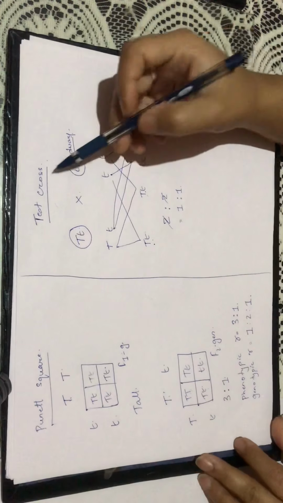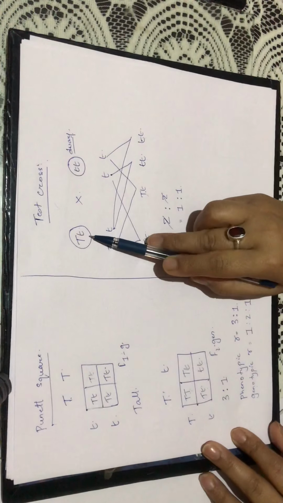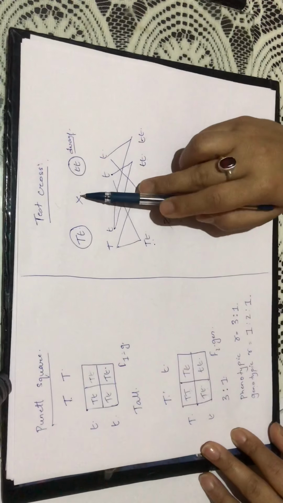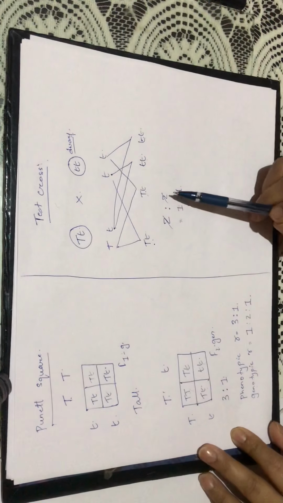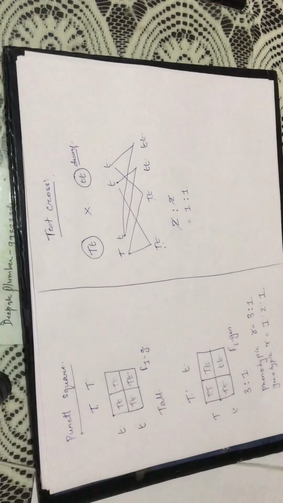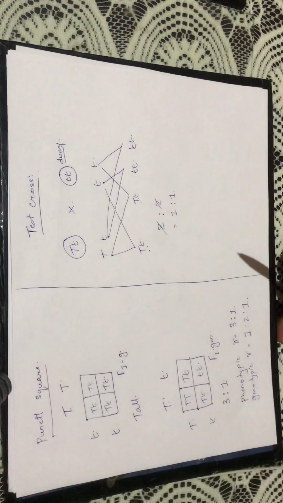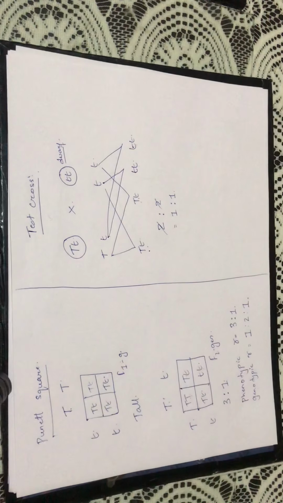So this is the test cross in which the F1 progeny was crossed with one of the recessive parents, and he got the ratio 1:1. Mendel got the ratio 1:1. So this is all about the test cross, and this is all about the monohybrid cross which Mendel did in his experiment.